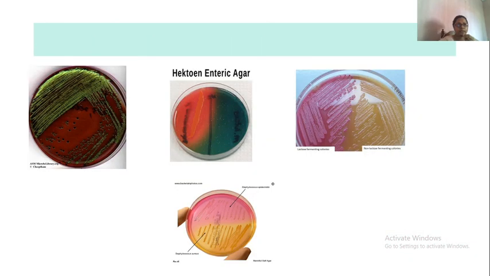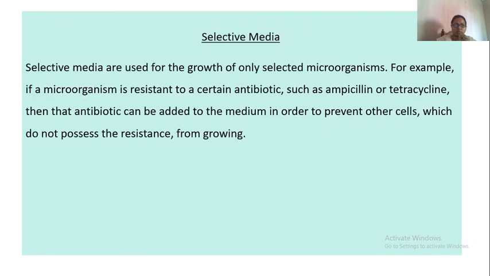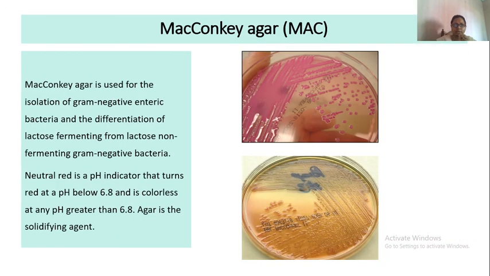So that was about selective media and differential media. Now quickly I will summarize differential media and selective media. Differential media are the media that differentiate bacteria into different categories. In the case of MacConkey agar, the categories are lactose fermenting and non-lactose fermenting. You can see the pink colonies which are lactose fermenting, and in the picture below you can see no pink colonies, so these are non-lactose fermenting.